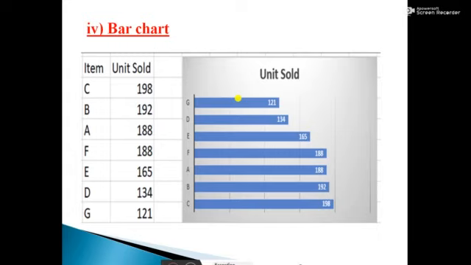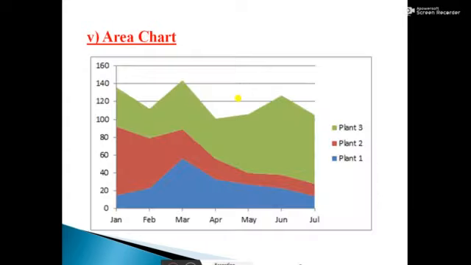Okay. The next one is what? Area chart. When will we use this area chart? When the size of the item is to be highlighted, we can use this area chart. This area chart and line chart are logically the same. First we discussed the line chart. So both are logically the same, but there is a difference. So what is the difference between area chart and line chart?